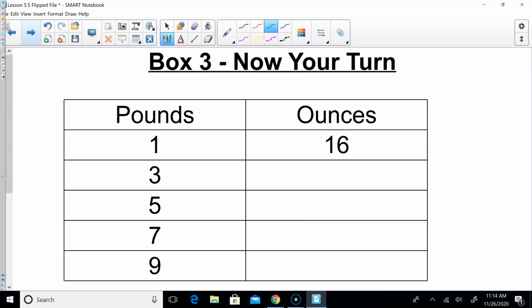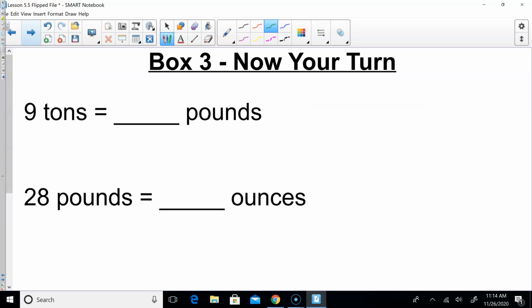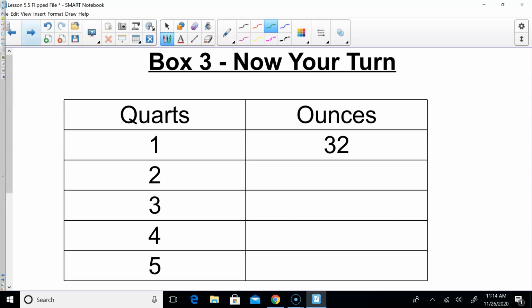Now it's your turn to showcase all those relationships that you learned and put those to work by solving how many pounds and ounces in this table. You can fill out this chart right now. Another one we have for you is 9 tons equals how many pounds, and 28 pounds equals how many ounces. So those are 2 more problems we need to try to figure out. So show the relationship, show your work, show your answer, and those are kind of the big 3 steps we're looking for when you solve a problem.